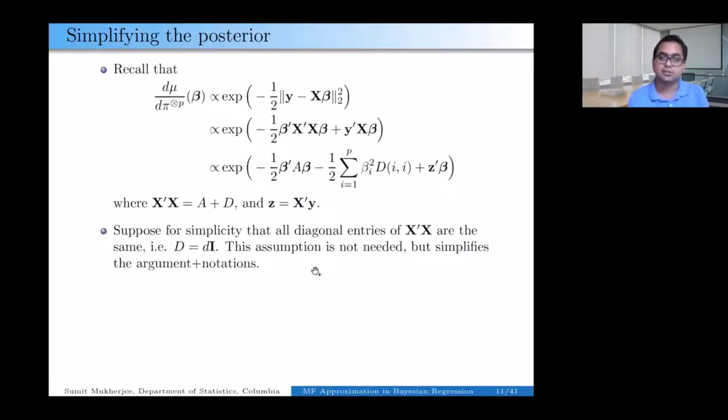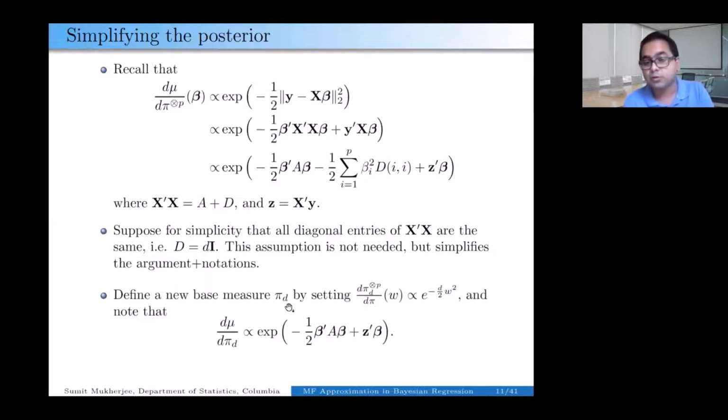So let's do that. I'm going to define a new base measure, which has a density with respect to the original base measure, but also accounts for this quadratic term, minus half beta squared times D. So I just put that as part of the base measure. And if you write your posterior with respect to this new base measure, sorry, there should be a product to the power p. It's pi_D to the power p. So it's a product here. Then you don't have this term anymore. This term goes into your new prior, so to say. You just have these two terms left.